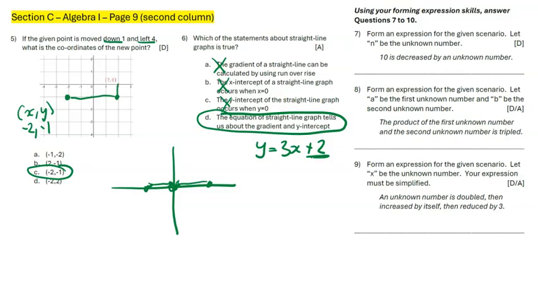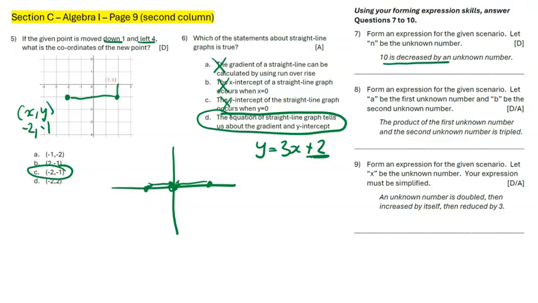So we're now onto the skills section, and we're forming some expressions here. Let's start with 7. Form an expression for the given scenario. Let n be the unknown number. So in these questions, I'll be telling you what the letter is, so don't just pick a random letter. Read the question properly. Pull out that letter.